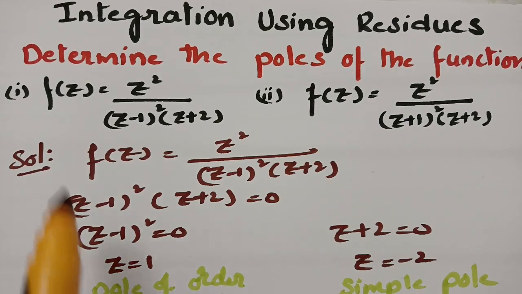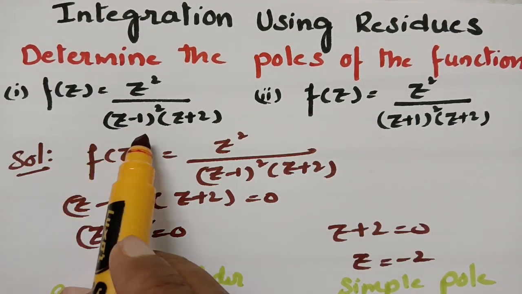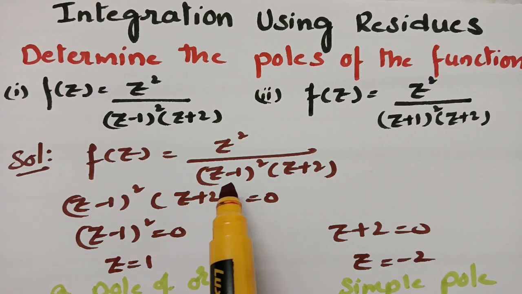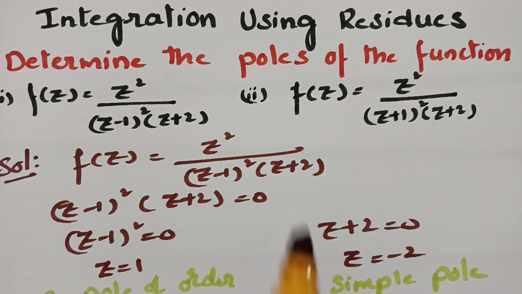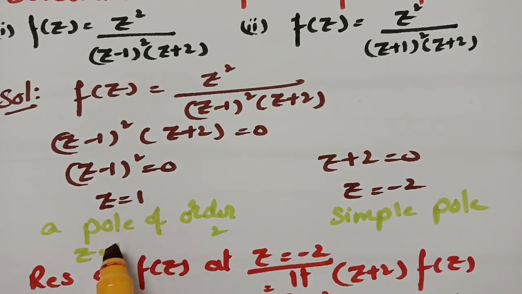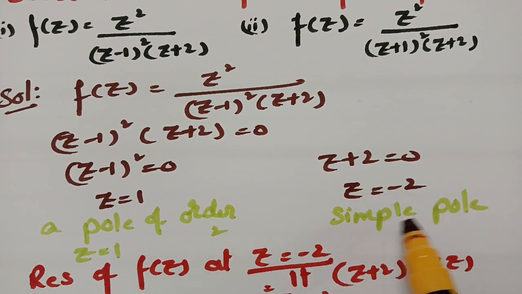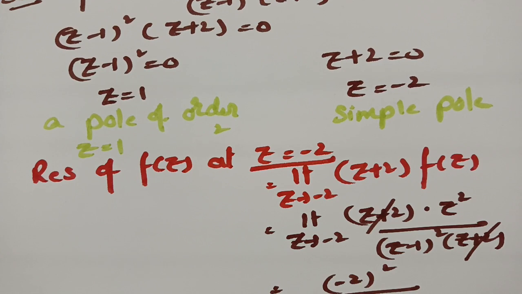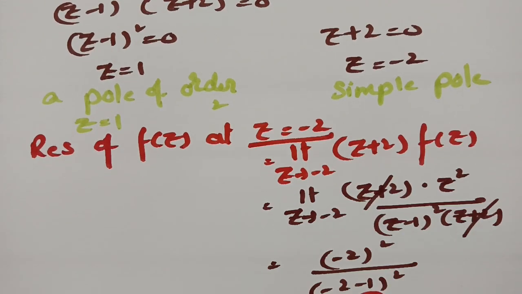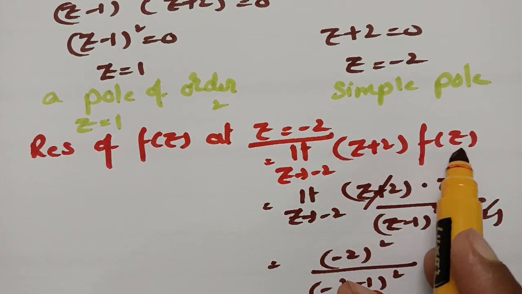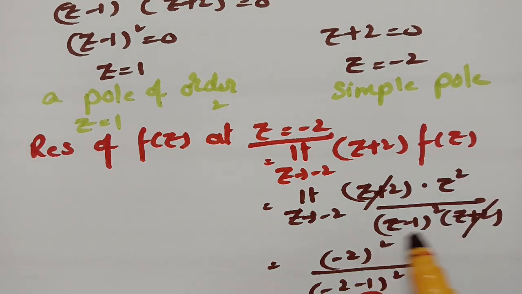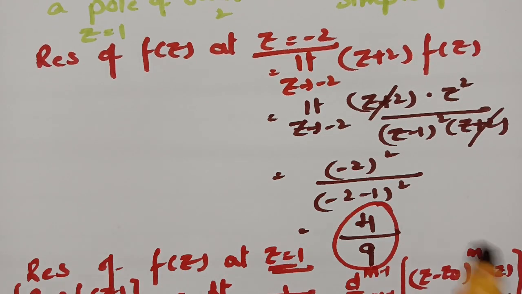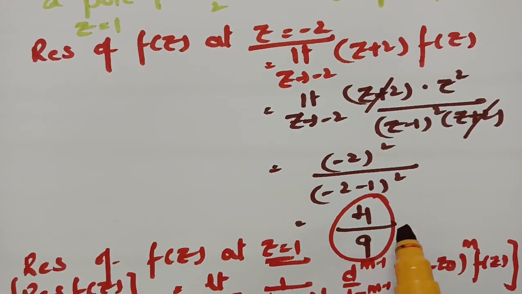See here, first of all, the function is f of z is equal to z squared by (z minus 1) squared into (z plus 2). We have to equate the denominator to 0. So we got z is equal to 1. z is equal to 1 is a pole of order 2, and z is equal to minus 2 is a simple pole. The residue for z is equal to minus 2 is nothing but limit z tends to minus 2 of (z plus 2) into f of z. After cancelling z plus 2 and substituting z is equal to minus 2, 4 by 9 is the value.